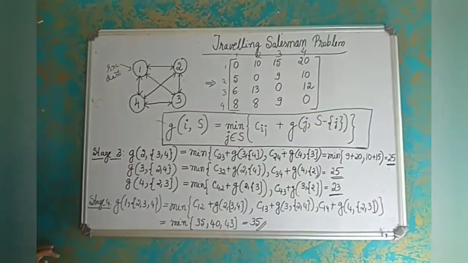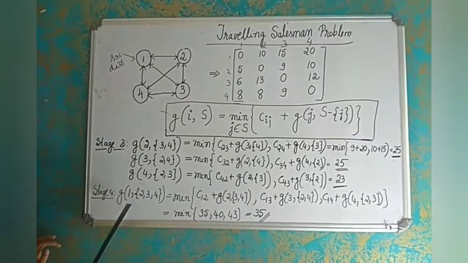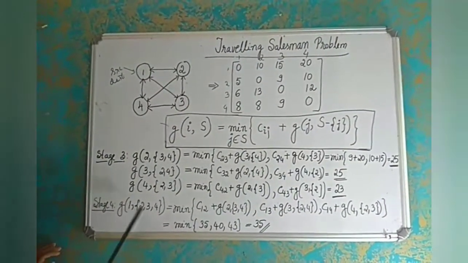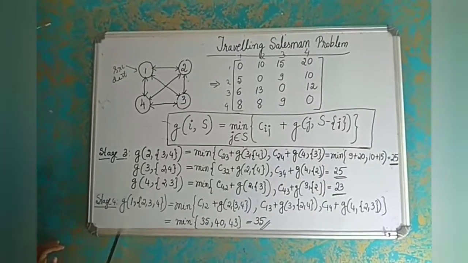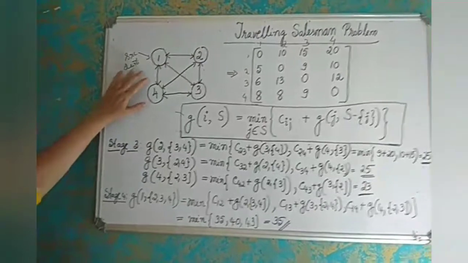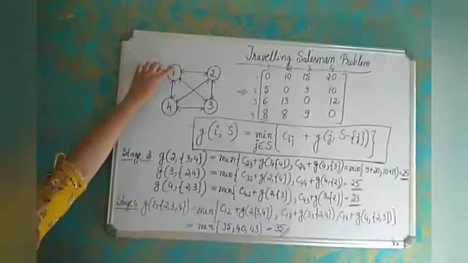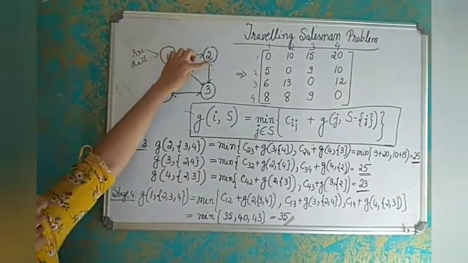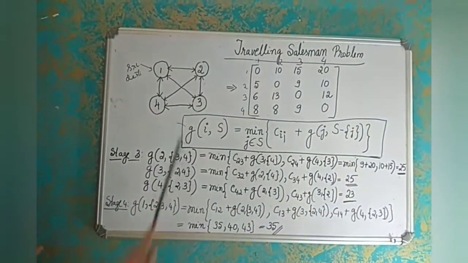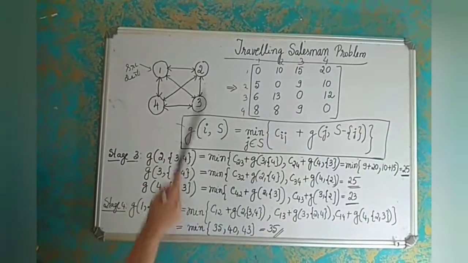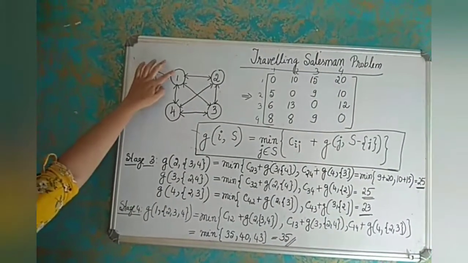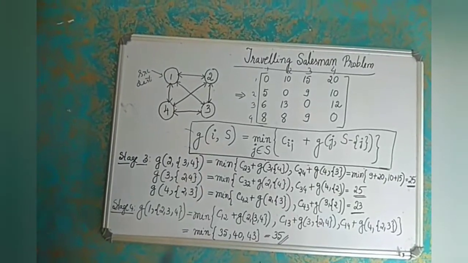What is the cost of the path from the vertex 1 to reach the destination 1 after visiting the vertices 2, 3, 4? That is what we are expecting. So what is the cost of traveling from 1 to 1 after visiting all the vertices? How the traveling salesman has to visit all the cities and he has to come back to the same city where he has started his journey. That is 1. So g of 1, {2, 3, 4}.